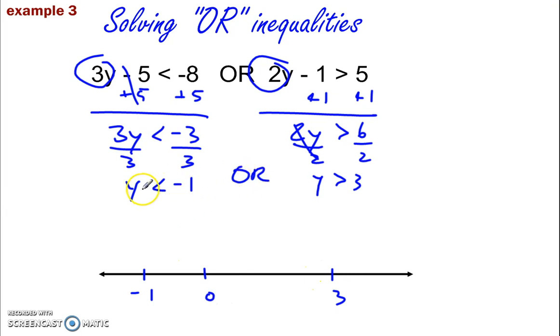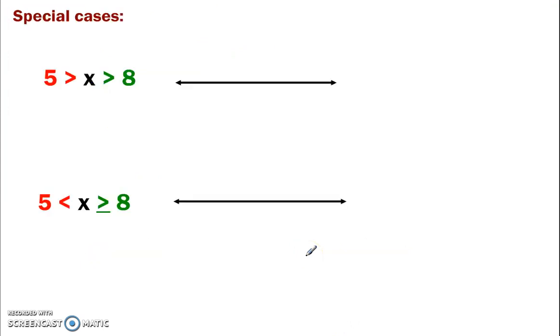Now it's OR. Y is less than negative 1, so open circle at negative 1, pointing this way. Greater than 3, open circle here, pointing that way. That's an OR inequality. Okay, a couple of special cases here.